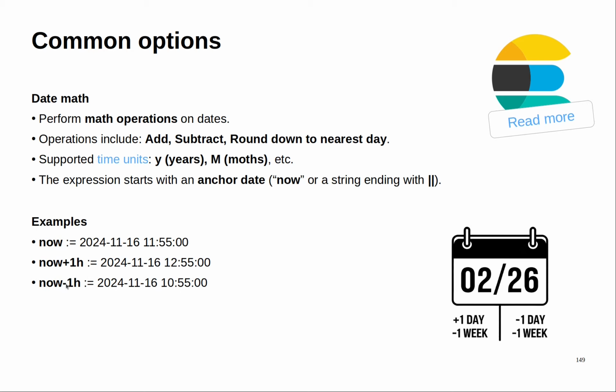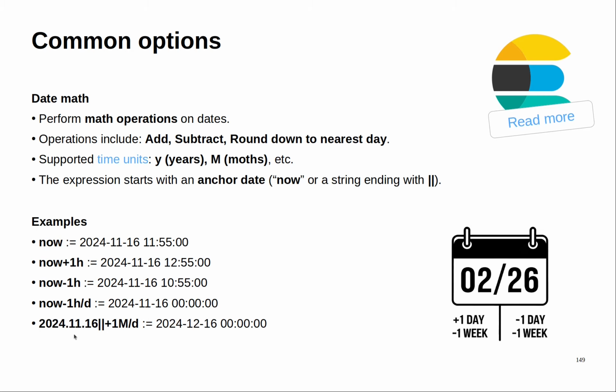Here we are subtracting an hour. So we take 11:55, we subtract 1, it gives us 10:55, and here /d will give us the nearest day. So the nearest day is basically the same day, but we start from 0. And in this final example, we add 1 month to the specified date. And here you can see that we did not use now, but we used a string to specify the specific date. So it's 2024-11-16. And don't forget to add these double pipes. And again, after adding the month, we find the nearest day.